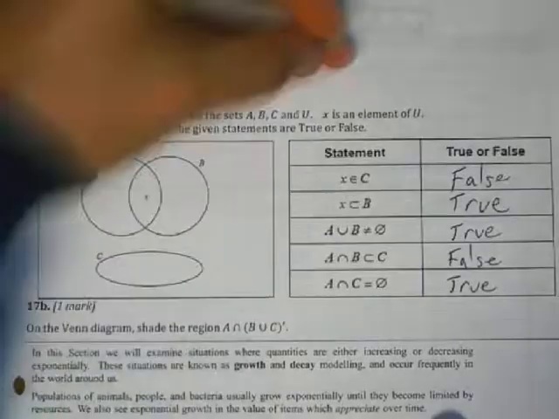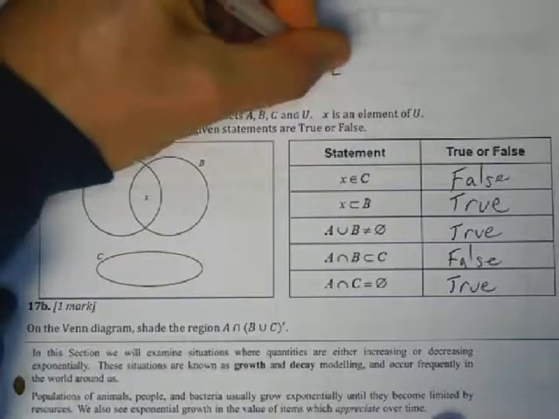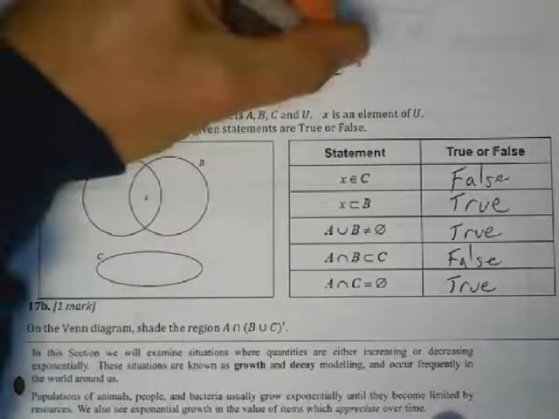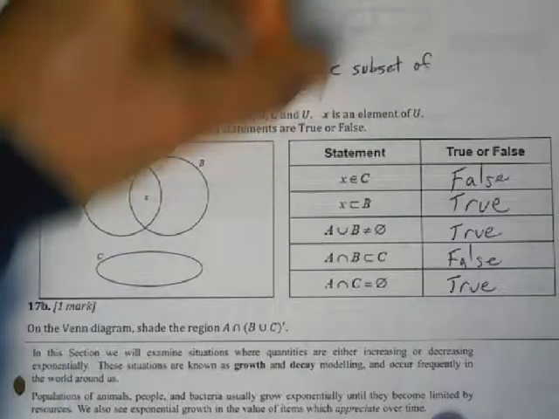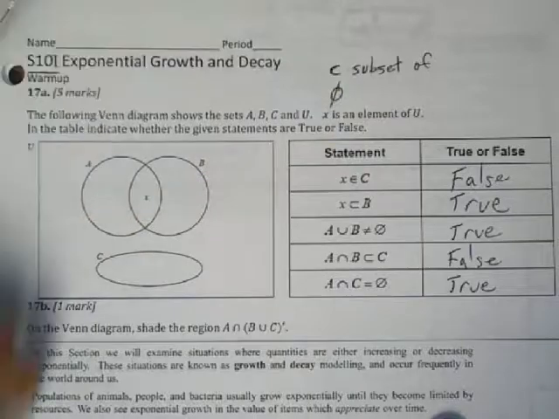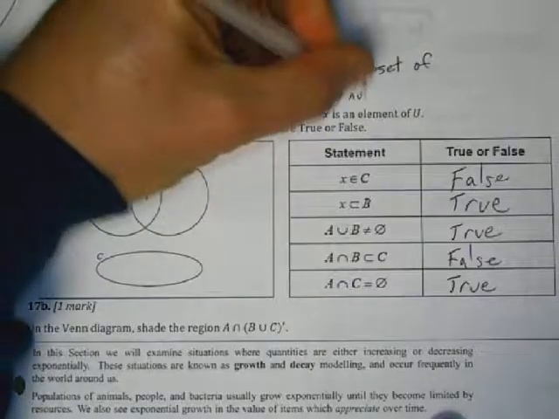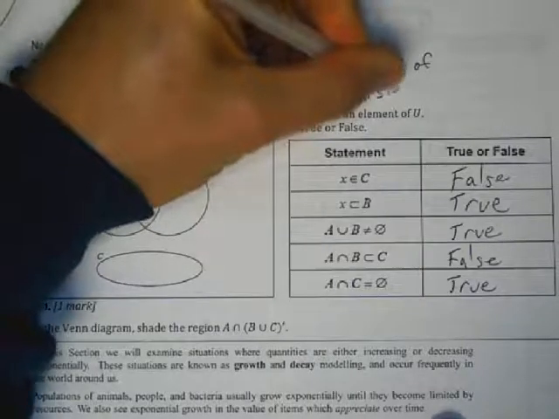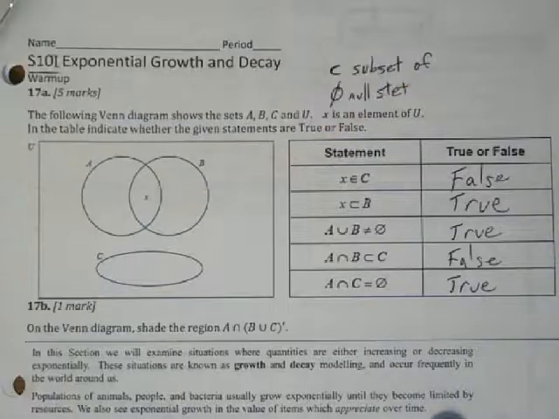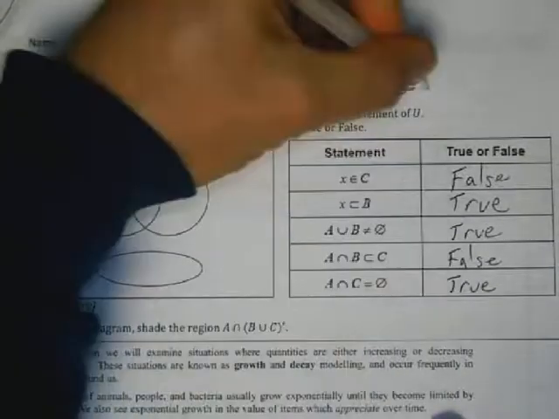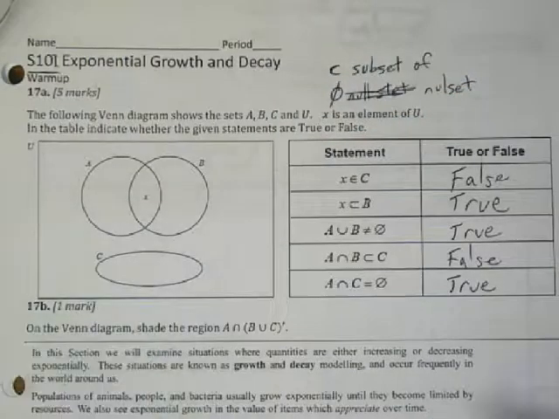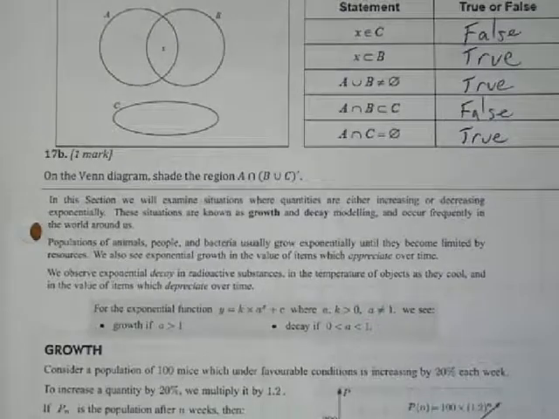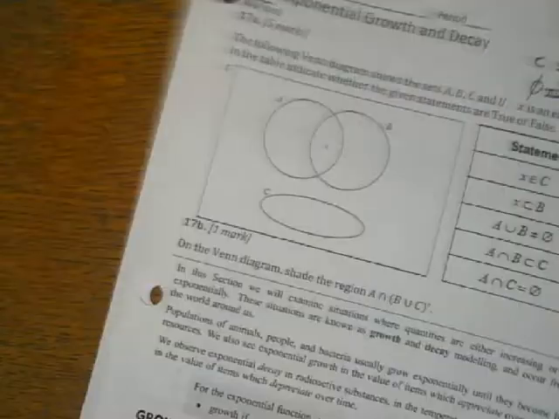So this sideways U thing means subset of, and the circle with the line through it means null set. I spelled that wrong. Null set. Okay, so you've got this example here you can read, but let's work on the examples we did during class.